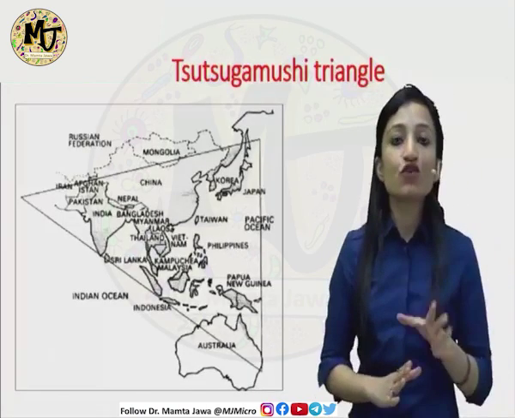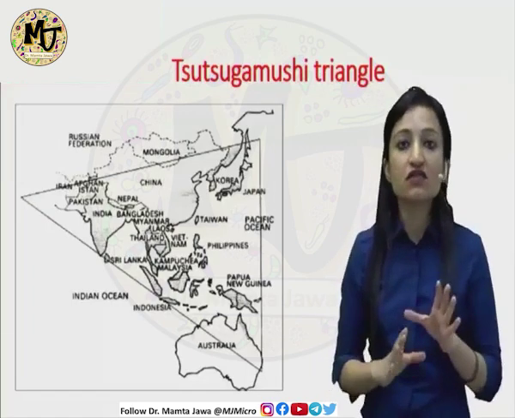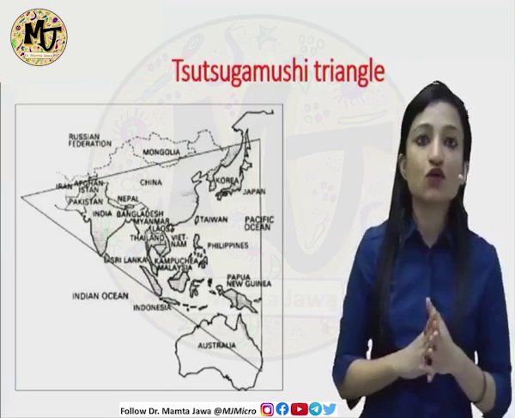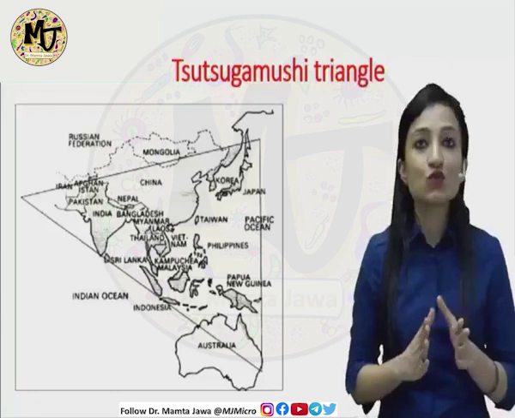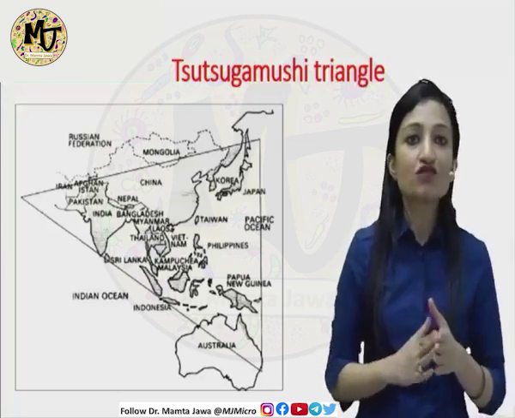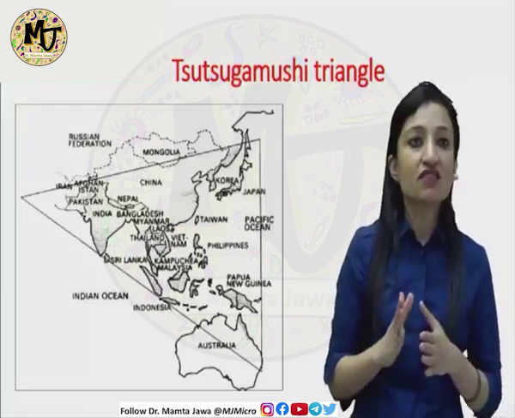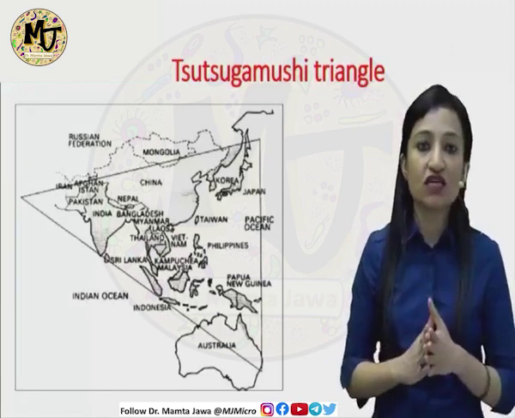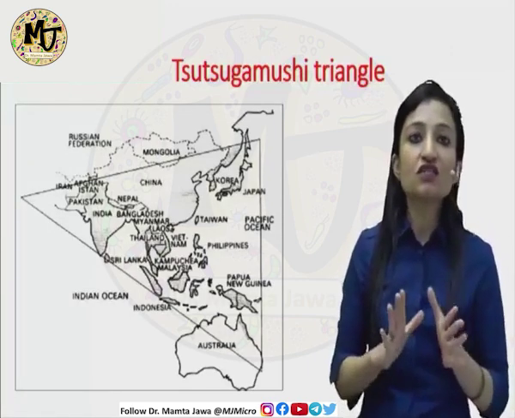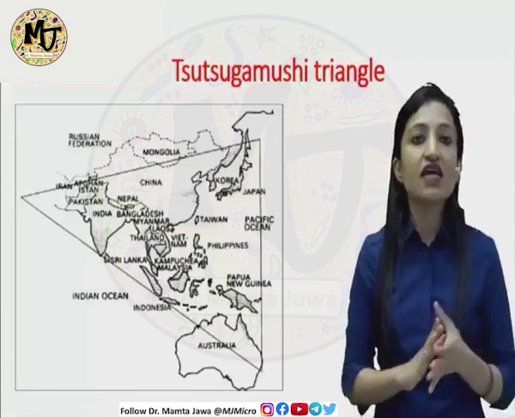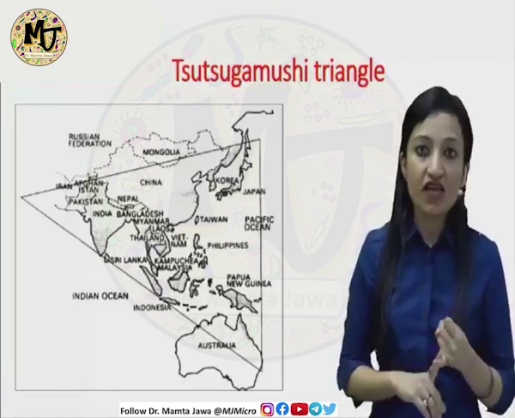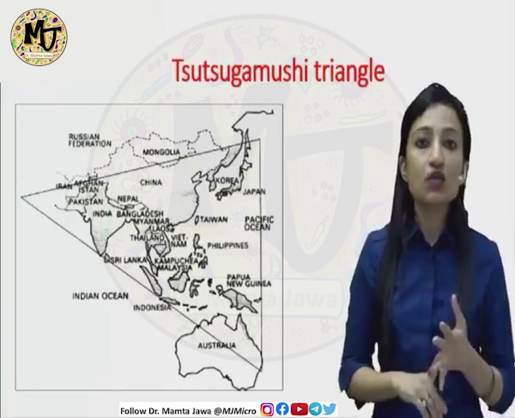Then, apart from the tetrad, another triangle associated with this disease is also important, known as the tsutsugamushi triangle, which spans from northern Japan and far east Russia in the north to Pakistan in the west to northern Australia in the south. And the countries included in this triangle are India, Pakistan, the Pacific Islands, Afghanistan, New Guinea, and tropical Australia.